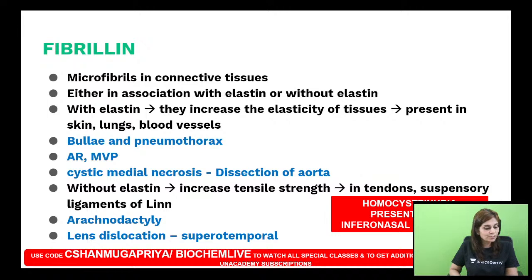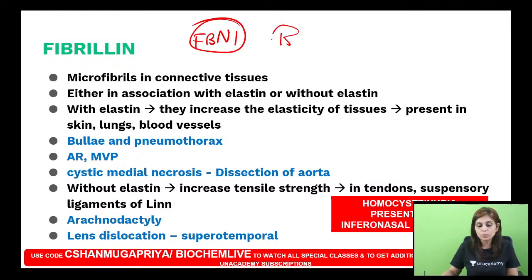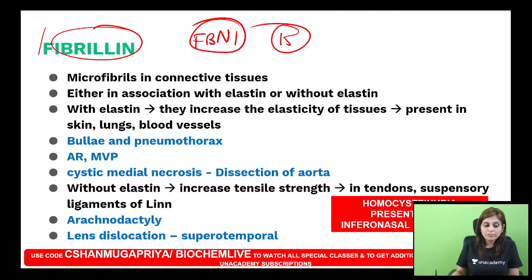So have you understood all this? So what are the facts I've told you about Marfan syndrome? Marfan syndrome is an autosomal dominant condition caused by a mutation of the FBN1 gene in chromosome 15. The FBN1 gene codes for fibrillin. Fibrillin helps in forming microfibrils in connective tissues. What are the functions of fibrillin?